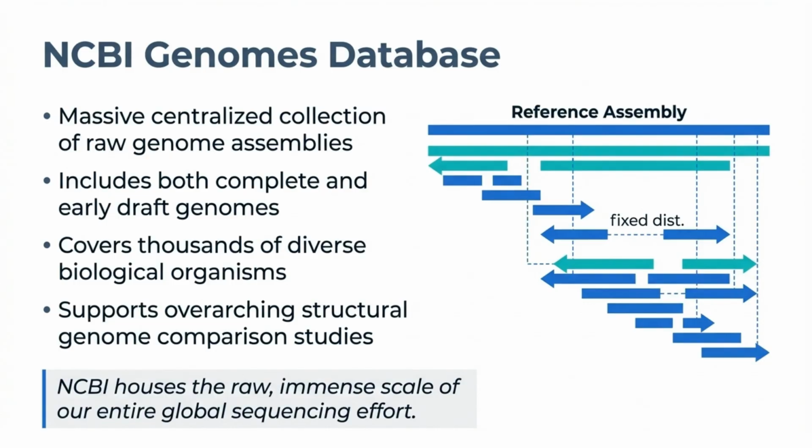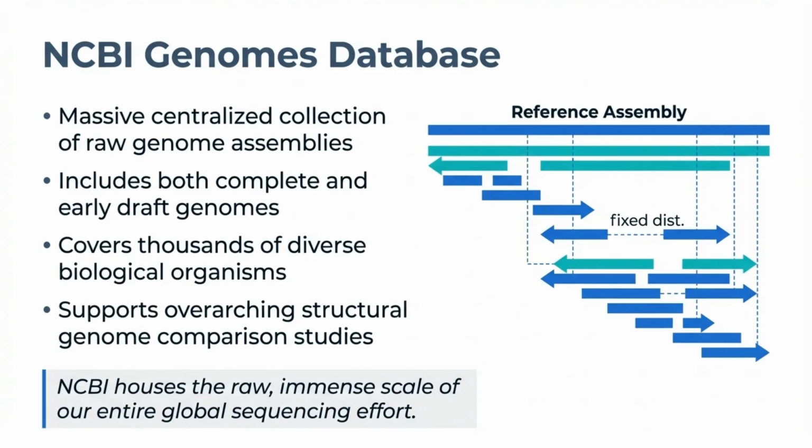The NCBI Genomes database is one of the major resources for genome assemblies from across the tree of life. It includes both complete and draft genomes and covers a very large number of organisms. This provides the foundational sequence information that comparative genomics depends on. Researchers can retrieve assemblies, compare species, and use these datasets in broader evolutionary studies. The database is especially important because it acts as part of the primary infrastructure supporting genome-level research. If you look at the slide, think of NCBI Genomes as a large warehouse of genomic blueprints.